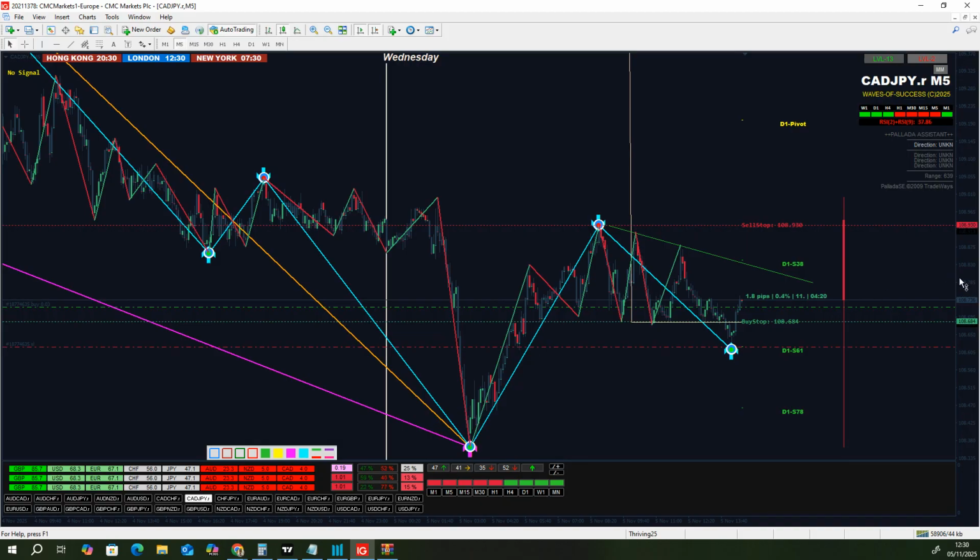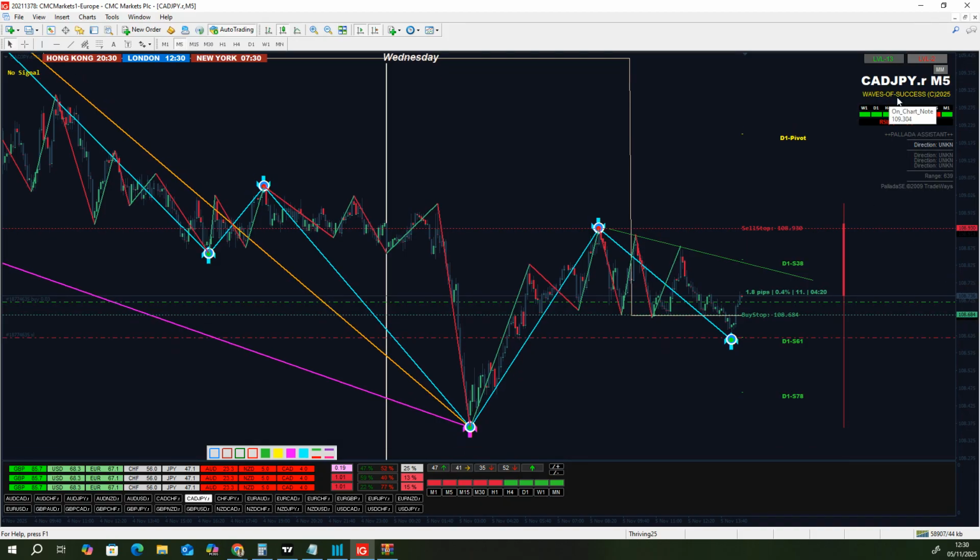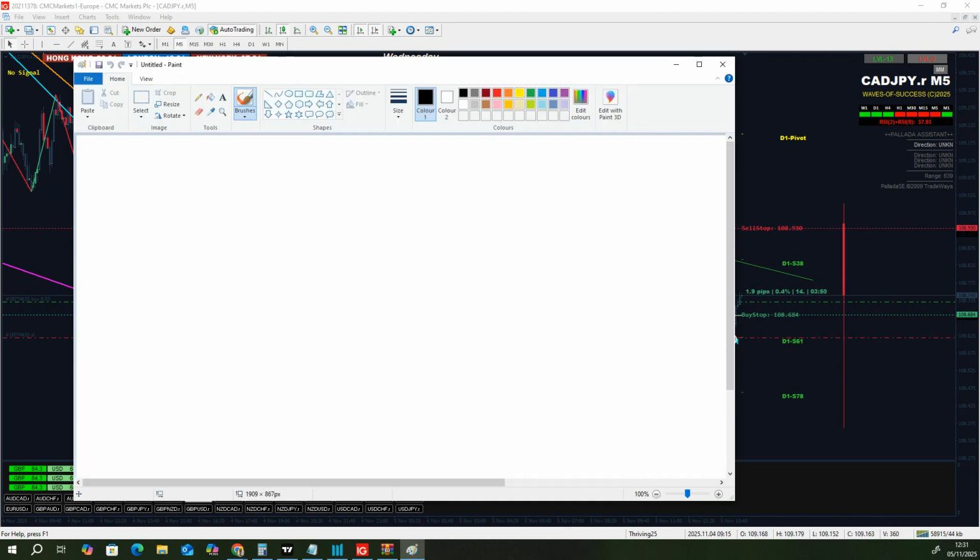Now we're coming down to the wave of success in intraday trading or day trading. We have buy stop, sell stop. The idea of trading is very simple. The banks provide liquidity. So I'm going to explain this because most textbooks will tell you that when you buy, you place your stop loss at the low. When you sell, you place your stop loss at the high.